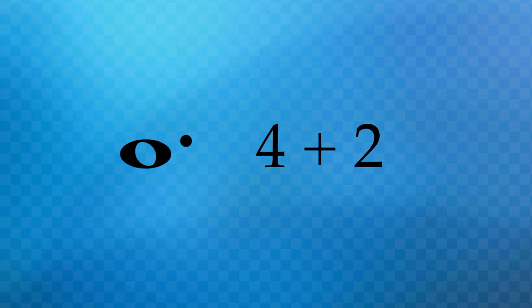Dots take a note value and add half to its original value. Example, a dotted whole note. A whole note is worth 4 beats. Half of 4 is 2. When you add those together, it's 6 beats.